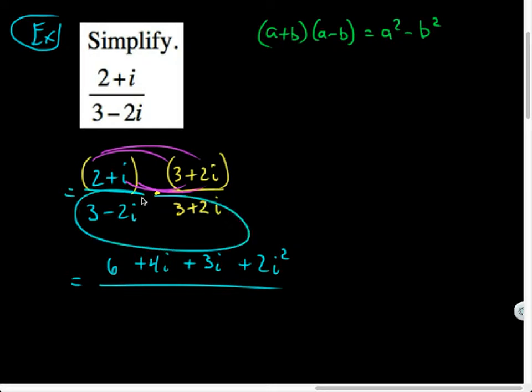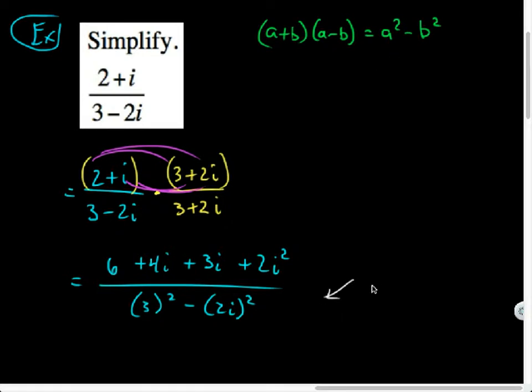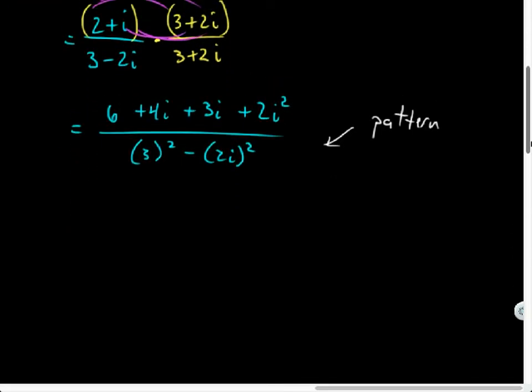And in the denominator, I'm not going to FOIL it. I'm going to use this pattern to save me a bunch of time. So that's just going to be 3 squared minus 2i all squared. And also this pattern always has a minus sign in between it. Right, so I use the pattern in the bottom. Sure. So equals.